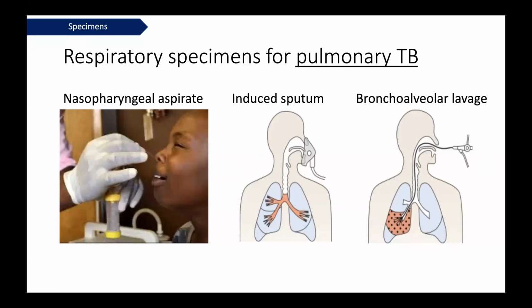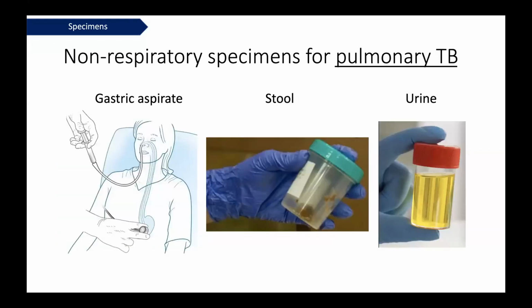So it was important for me to spend some time here just to share what the respiratory specimens are that we can take for pulmonary TB. And this can be for other respiratory infections also. We do also have non-respiratory specimens for TB. And here I'm speaking about pulmonary tuberculosis.